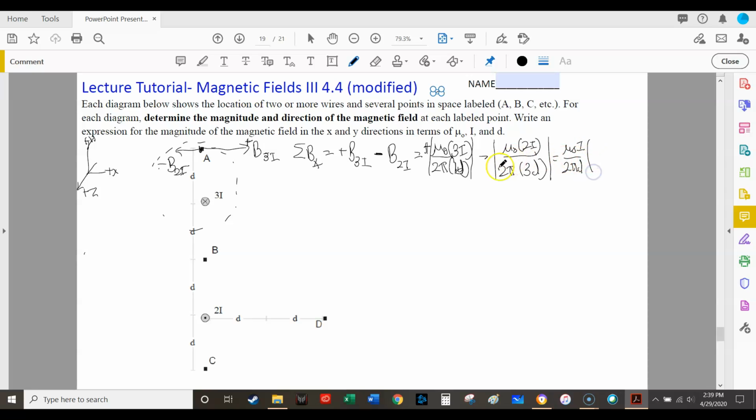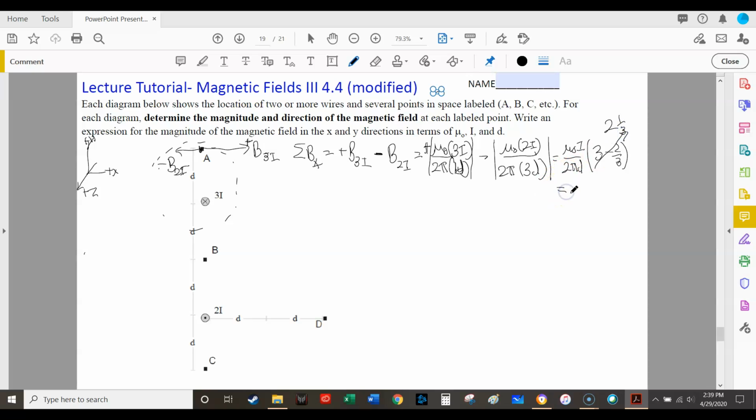And what I would get is 3 over 1, which is just 3, minus 2 over 3. The 2 pi is out in front, so minus 2/3. Right? Well, that is just going to be 3 minus 2/3, which is going to be 2 and a third.